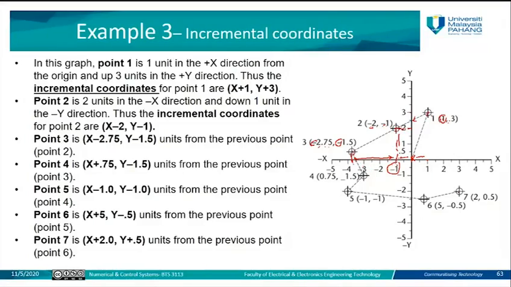I think this one is also the same: go to the right, go to the left, up, down. So the sign of the coordinates is decided by the movement. Is it toward the positive side or toward the negative side? If it is toward the positive side, we put it positive. If it is toward the negative side or negative axis, it becomes negative. The value depends on the difference between this point and the previous reference point, and so on.